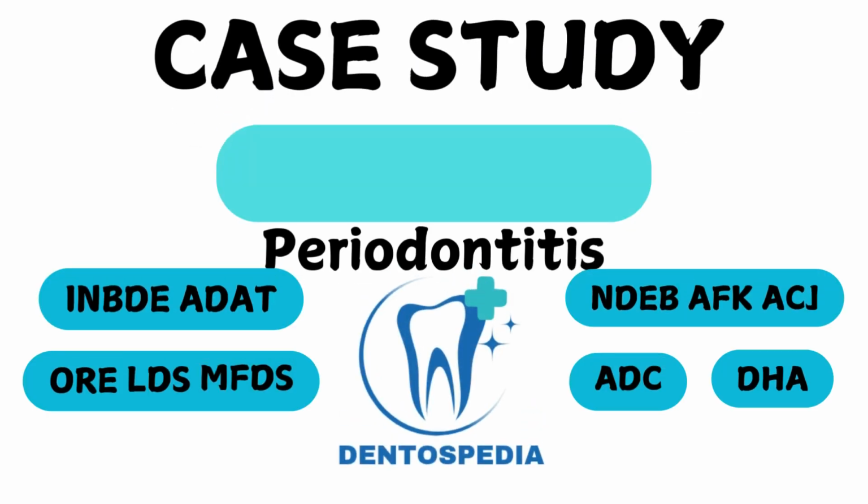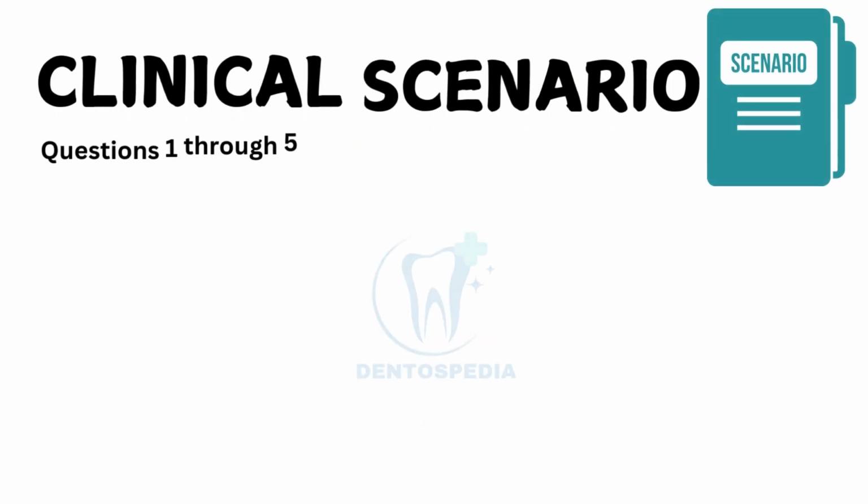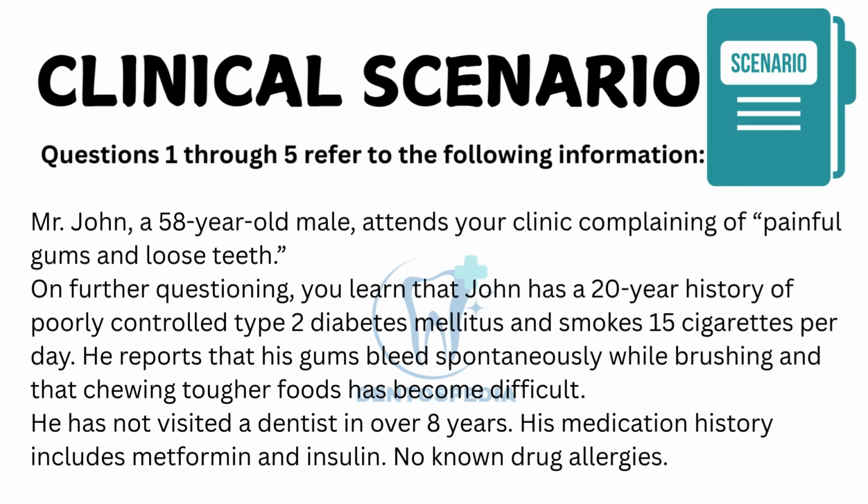Hello Dentospedia learners. In today's case study, we'll discuss localized aggressive periodontitis, a high-yield topic for all dental board exams. We'll move step by step: history, findings, investigations, questions, and exam tips. Here is your clinical scenario for this case study. Refer to this information for questions 1 to 5.